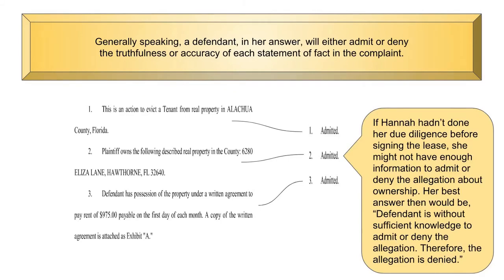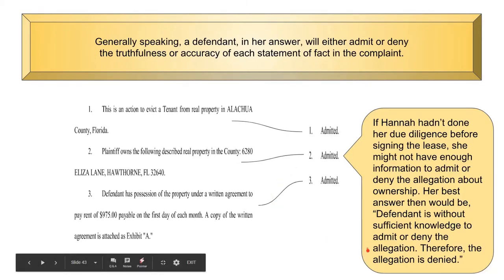However, if Hannah hadn't done her due diligence before signing the lease, she might not have enough information to admit or deny the allegation about ownership. Her best answer then would be, "Defendant is without sufficient knowledge to admit or deny the allegation. Therefore, the allegation is denied."